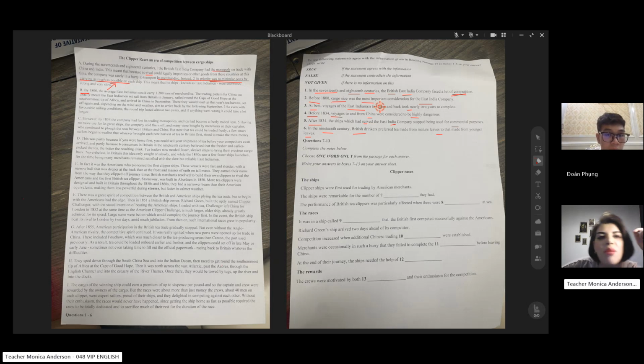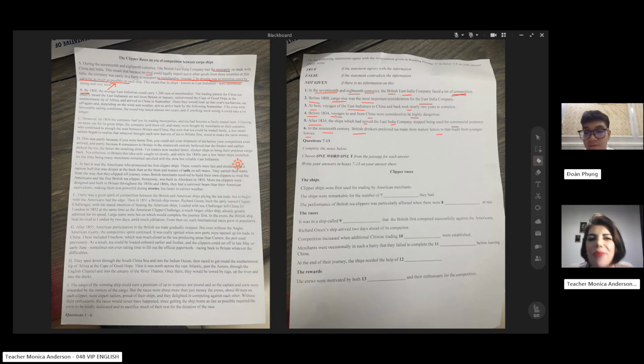So the most important priority, what do you think? True or false or not given? Check it again. I think that's true.